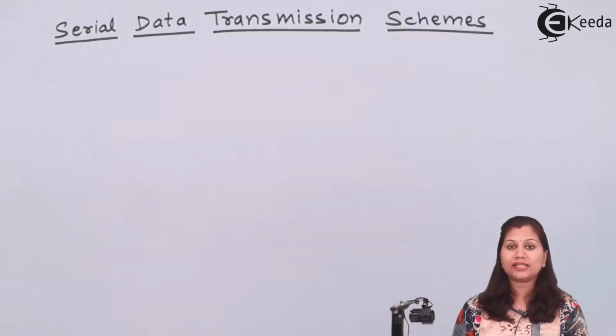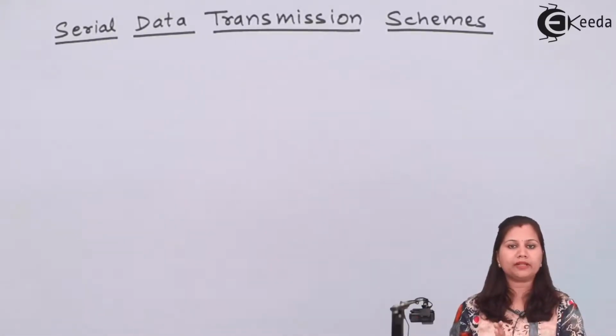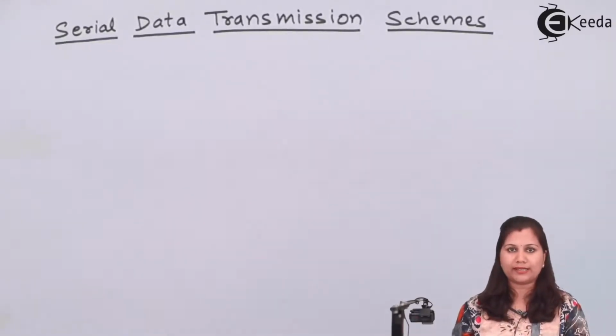Whereas in the case of serial data transmission, if we want to transmit 8-bit data, then the bits are transferred one by one. It means that when one bit is transmitted, then the second bit is transmitted, then the third bit. In this way, all the 8 bits will be transmitted one by one. Means at a time only one bit is transmitted.